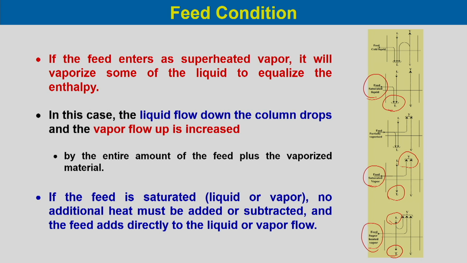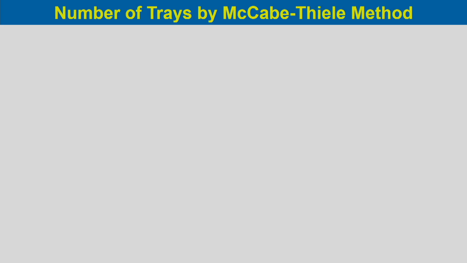Now, there is another case, if you take the feed partially vaporized. So, it depends on the vapor and liquid composition. From the feed, the amount of vapor which is present in the feed will add up with the vapor and the amount of liquid present in the feed will add up with the liquid. So, the feed will be distributed to the vapor phase and the liquid phase and the flow rates will be accordingly enhanced. Now, we will discuss the number of trays by the McCabe-Thiele method.